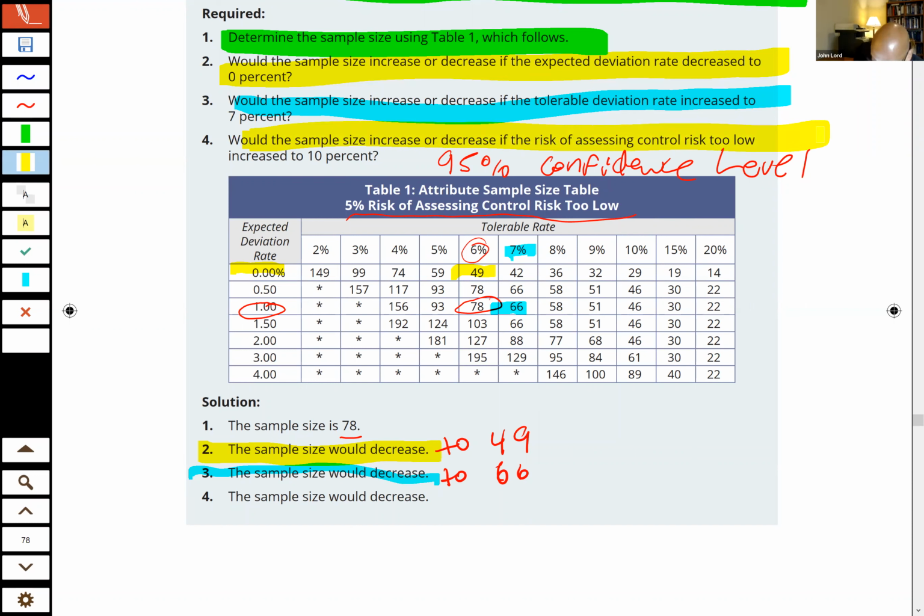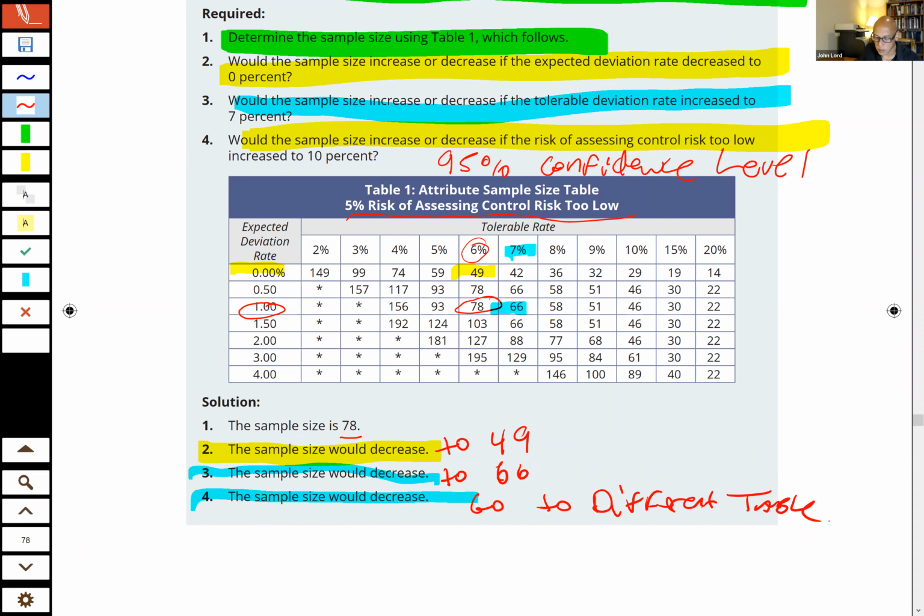Then you come over, and would the sample size increase or decrease if the risk of assessing control risk too low increased to 10%? If I'm willing to take a bigger chance that I'll make the mistake of assessing control risk too low, I can take a smaller sample, and I would have to go to a different table. I can't use this table because this is the 95% table.